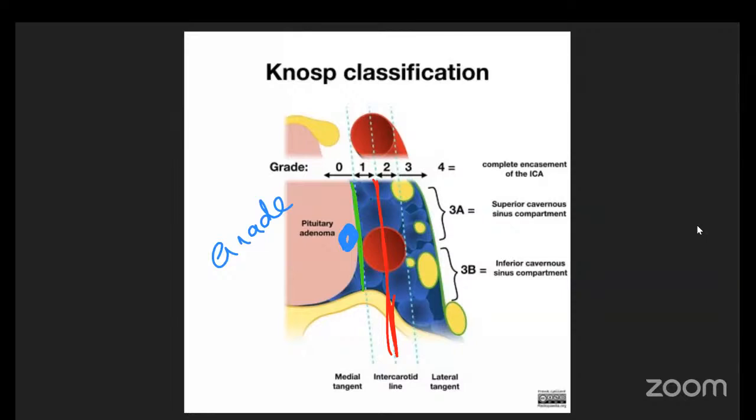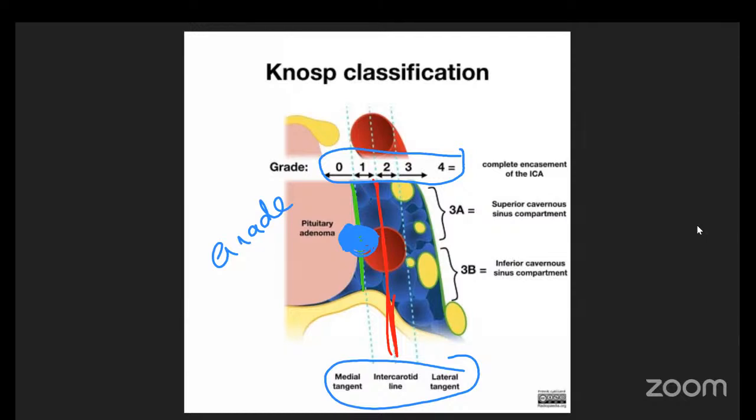Okay, coming back, any lesion which crosses the first line here, which is the medial tangent line, but stays medial to the intercarotid line or the median line, what grade would this be? It's going to be grade 1, right? Grade 1. Yes, that's right. There's a cheat code here for all the questions that I'm asking. If this lesion is going to encroach on the ICA, but it is going to stay medial to the median line or the intercarotid line, then it is going to be grade 1 in the Knosp grading.